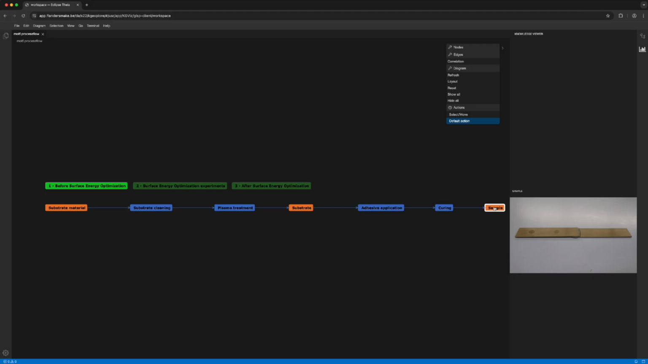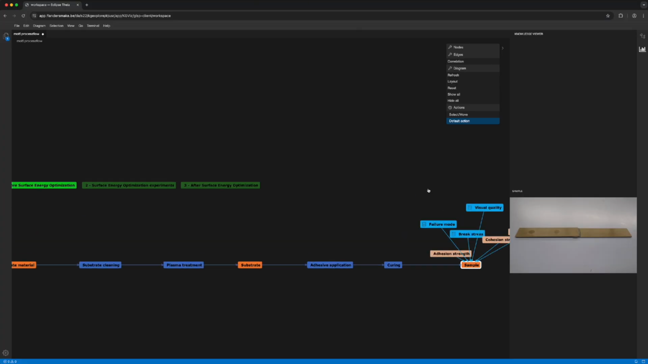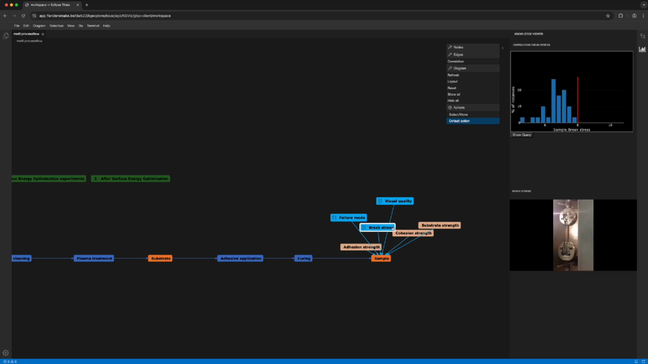As a junior researcher in this field, I would like to know which experiments have been applied on this final sample. With a simple double click, the knowledge graph answers this question. The break stress test attempts to break the joint by applying a force on each end of the sample. The data reveals that we don't achieve the required strength of 8 megapascal, indicated by the red line. A senior engineer would now be able to reason about the root cause.